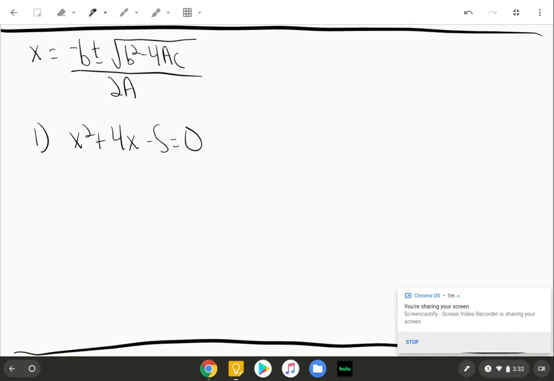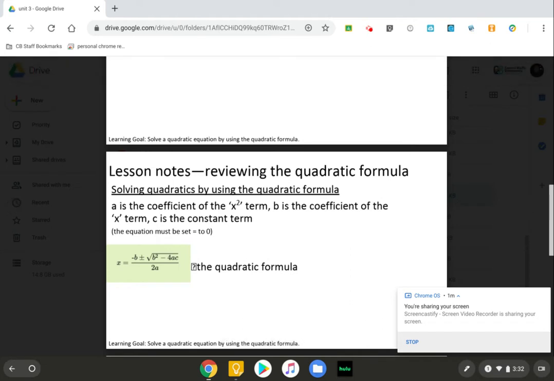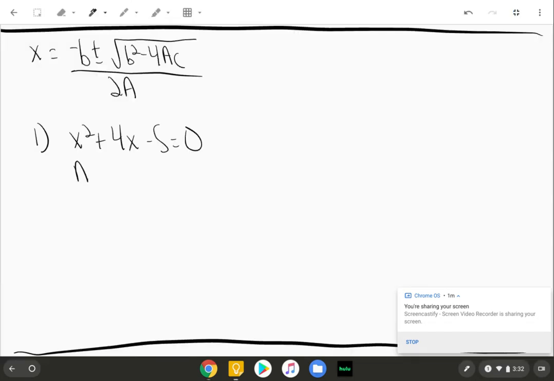minus 5 equals 0. The first thing that I always do when I'm using the quadratic formula is I always identify what my variables are. So again, remember, A goes with the x squared term. So in this case, A is going to be equal to 1 because there's an imaginary 1 right here. Okay. B is the coefficient of the x term. In this case, that's going to be 4. And C is the constant term. In this case, that's going to be negative 5.